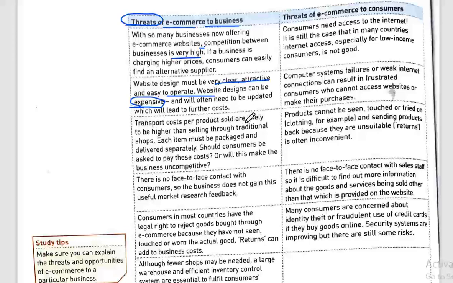Transport costs per product sold are likely to be higher than selling through traditional shops. So as a business, sometimes I afford the transport cost, especially if the customer asks to deliver the product and he's abroad. And also if I'm sending the product from one country to another, as a business, I must package it, use a good package, and deliver it separately for each and every customer.